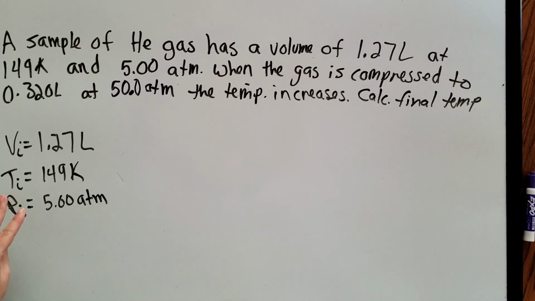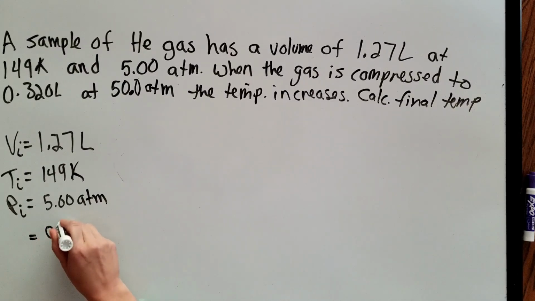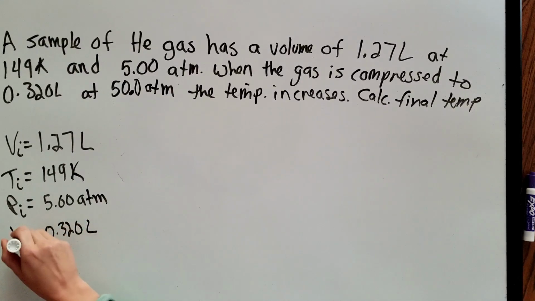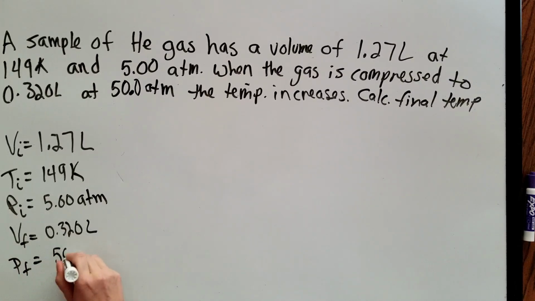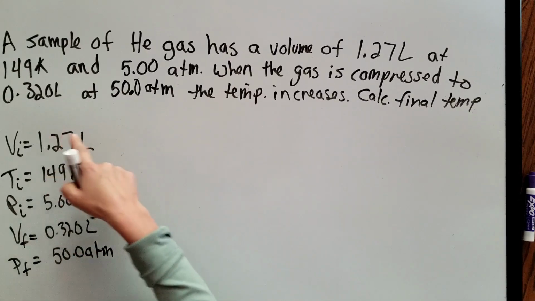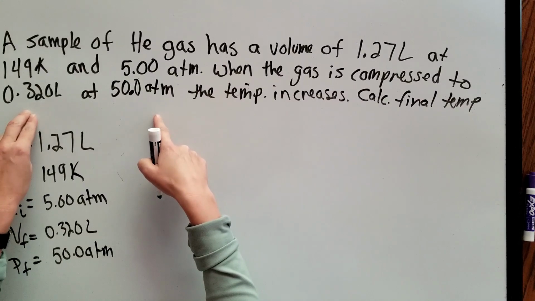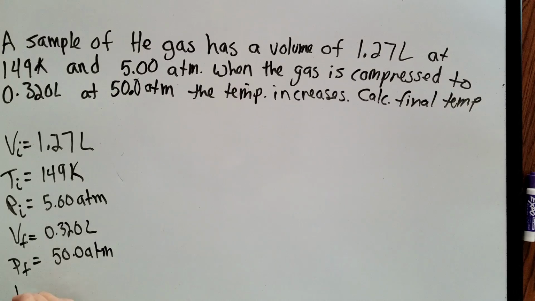Now we're going to change the conditions, and the gas is going to be compressed to 0.320 liters. So that's my final volume, V sub F, at 50 atm, atm being a pressure, the final pressure. And they're asking, at these new conditions, the temperature is going to increase, and it wants us to calculate that final temp. So TF, question mark.